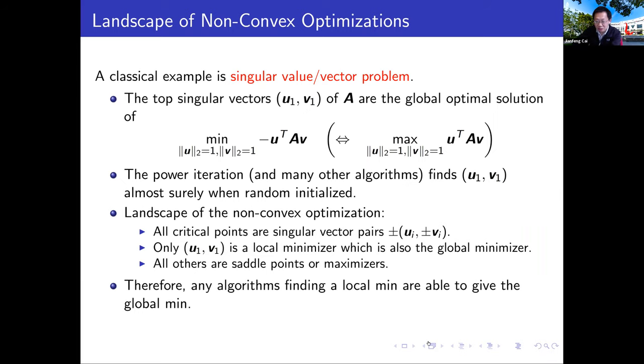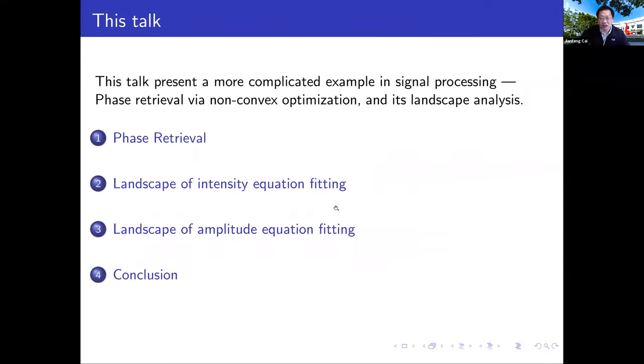So in this talk, I'm going to present a more complicated example in signal processing, the phase retrieval problem through a non-convex optimization and its landscape analysis. Here is the outline. First I give a brief introduction to the phase retrieval problem, and then the landscape of several different models, and then the conclusion.